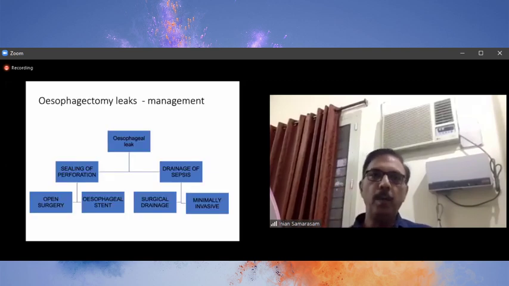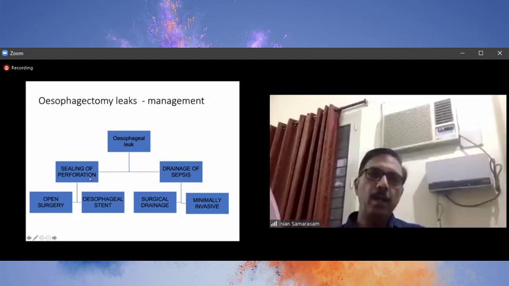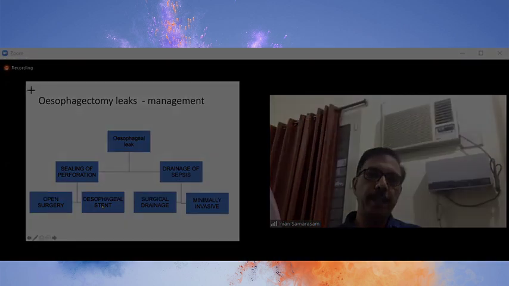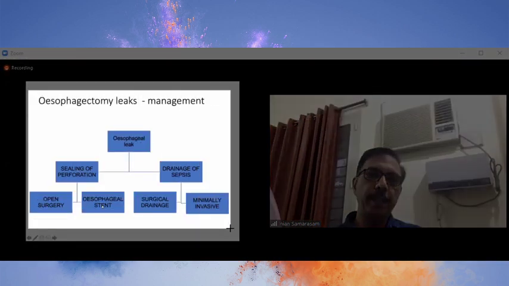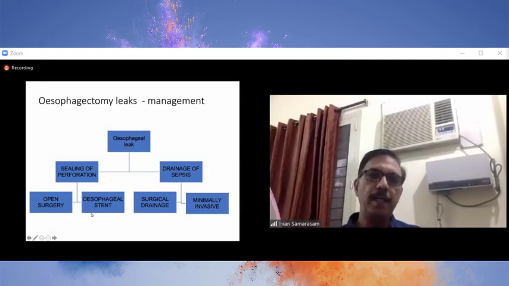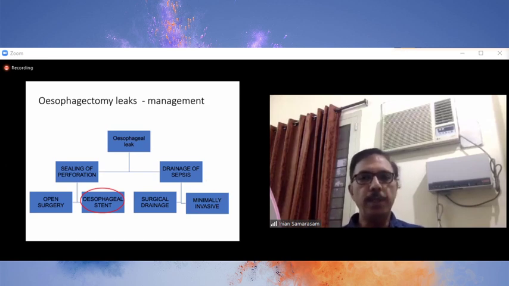And if you look at what can be done in order to seal the perforation, the more minimally invasive or less invasive way is by putting a stent. So instead of open surgery, now that's become the procedure of choice.